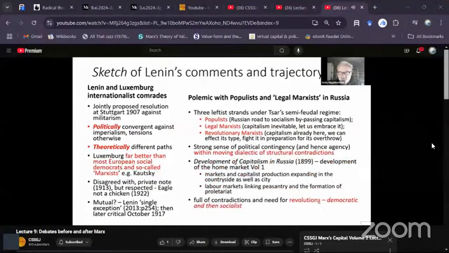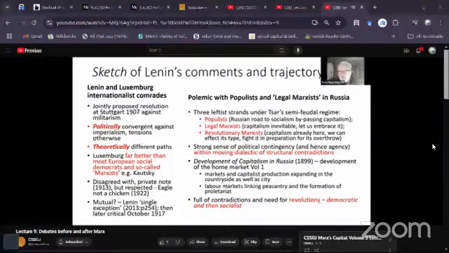This one I'll explain more in the next slide, but they both had opinions about Germany and Russia. Their involvement was different in both cases, but Luxemburg knew a lot about Russia, and so expressed herself theoretically in relation to Russia as well, right?